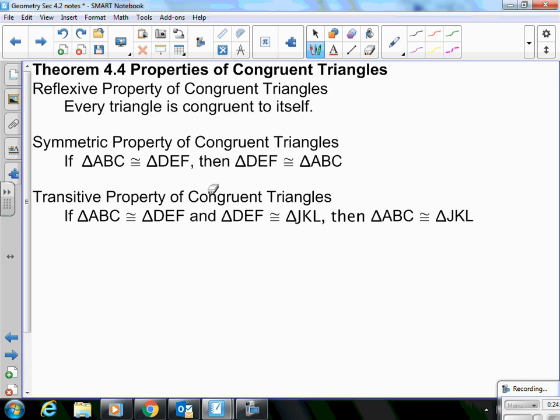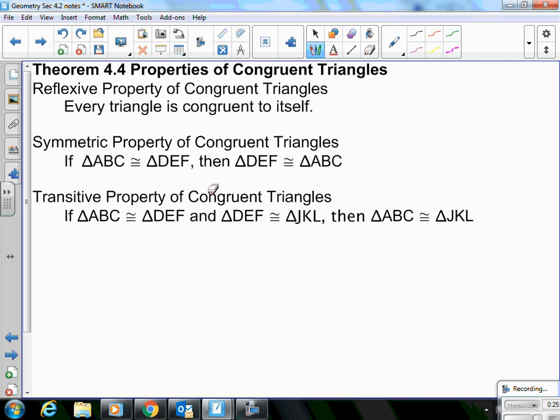All right, so the last thing here, Theorem 4.4, the properties of congruent triangles. This is just those same three properties that we've learned four times previously: the reflexive property, the symmetric property, and the transitive property. So this theorem is telling us that the reflexive property of congruent triangles says that every triangle is congruent to itself, just like the reflexive property of anything else that we looked at. Right? Anything's congruent to itself.